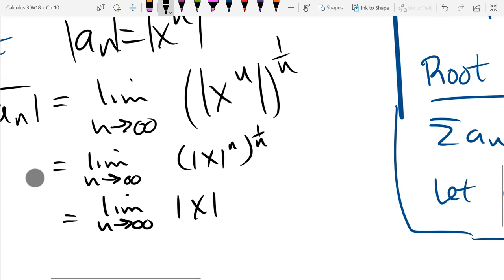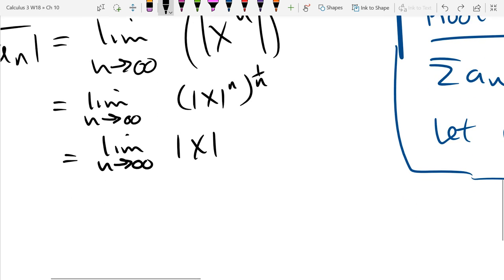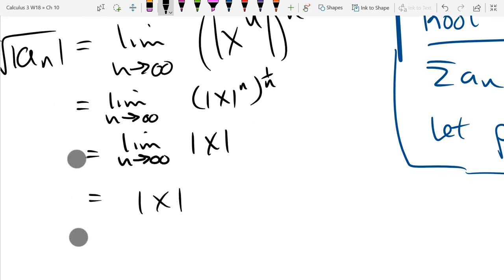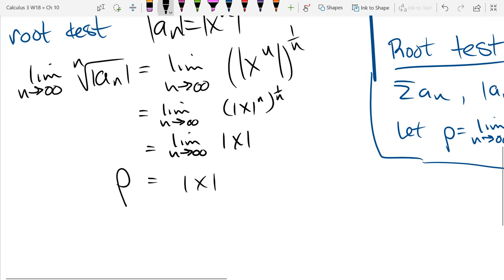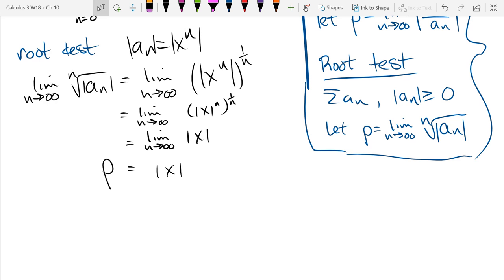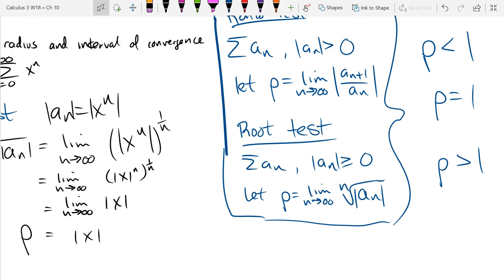Now we have the easiest limit in the world. What is this limit? Absolute value of x, limit as n approaches infinity. Just absolute value of x, that's all it's going to be. There's no n's in there. This would be different if this was limit as x approaches infinity. This would be completely different. But the limit variable has nothing to do with x. All right, so we just have absolute value of x. This is called rho, or if you want, you can just use the letter p. Looks just like a rho. All right, so rho is absolute value of x. So looking at the conclusion, when rho is small, less than 1, it converges.